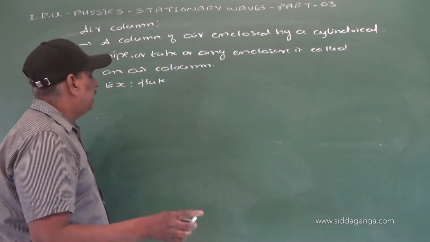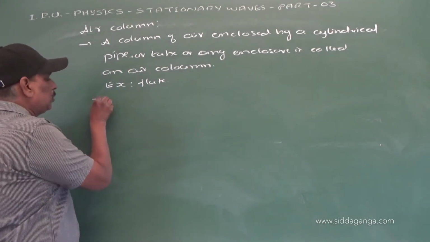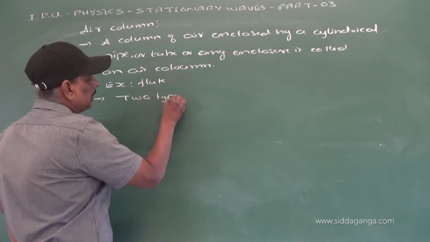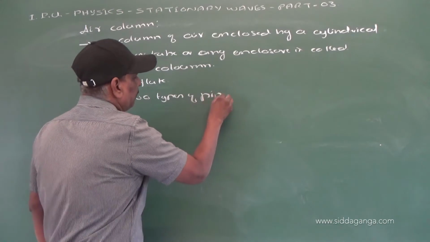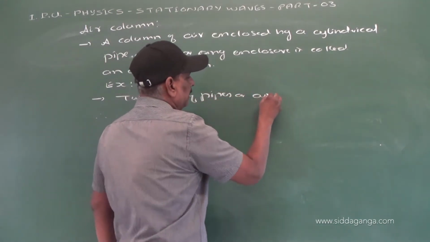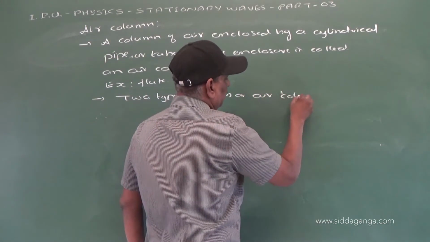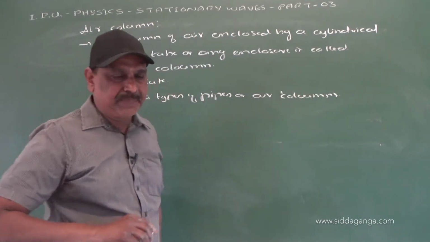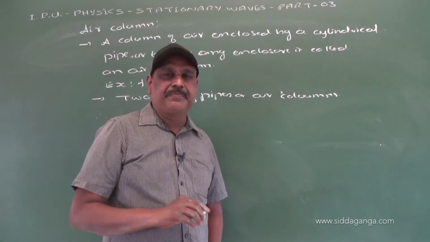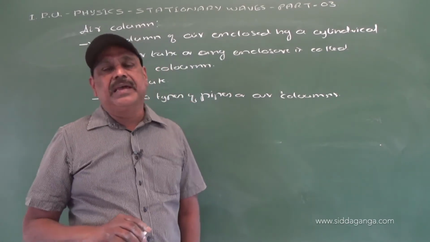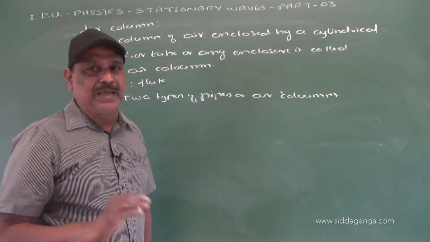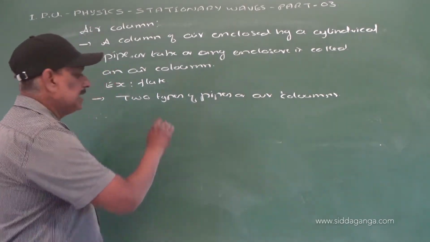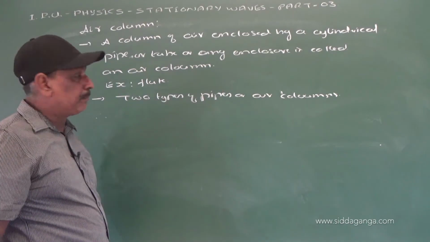So here we use two types of pipes or air columns. Generally they are called pipes. Flute, shahanai, etc. are called organ pipes. They are used to produce musical sounds.